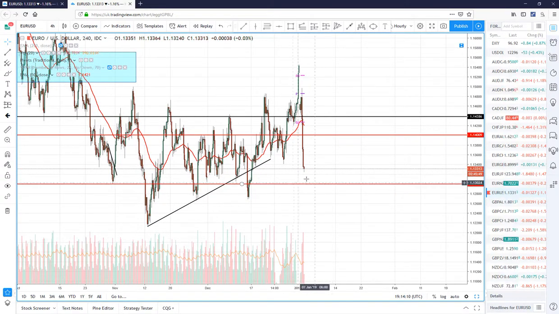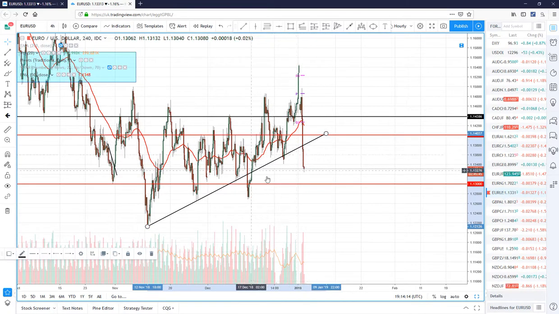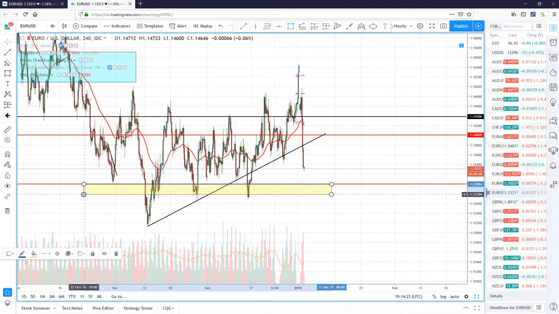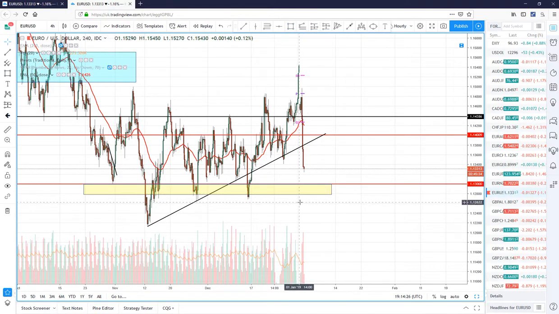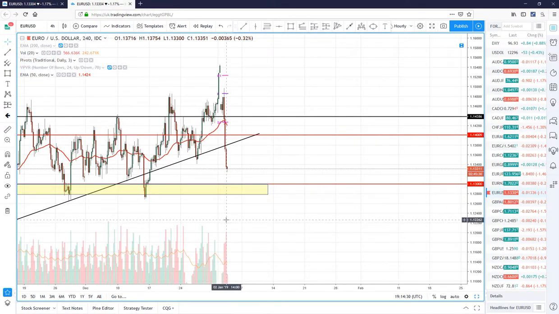Now there's your 1.13 area. We had this upward sloping trend line which was kind of being disrespected a couple of times there. So this area around here, I'm just going to draw it in for you. Something around there, that would be my area of interest, where if we get some good rejection candles there, I'll most likely happily take that trade.